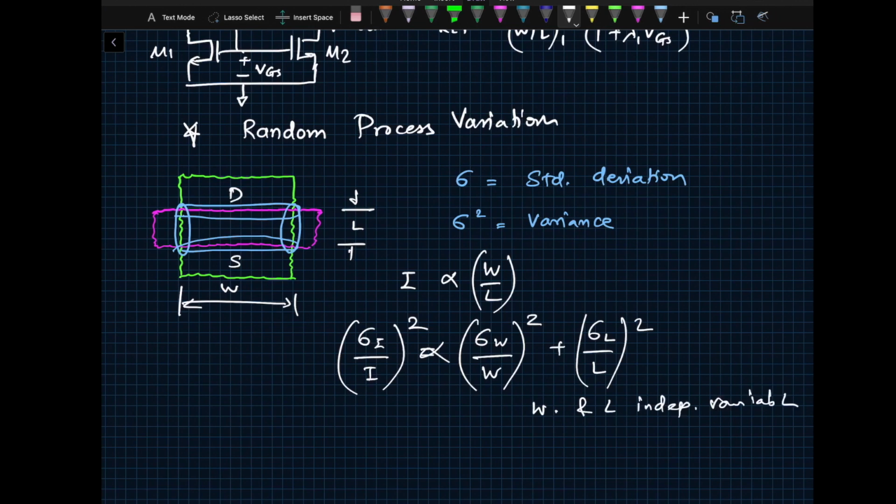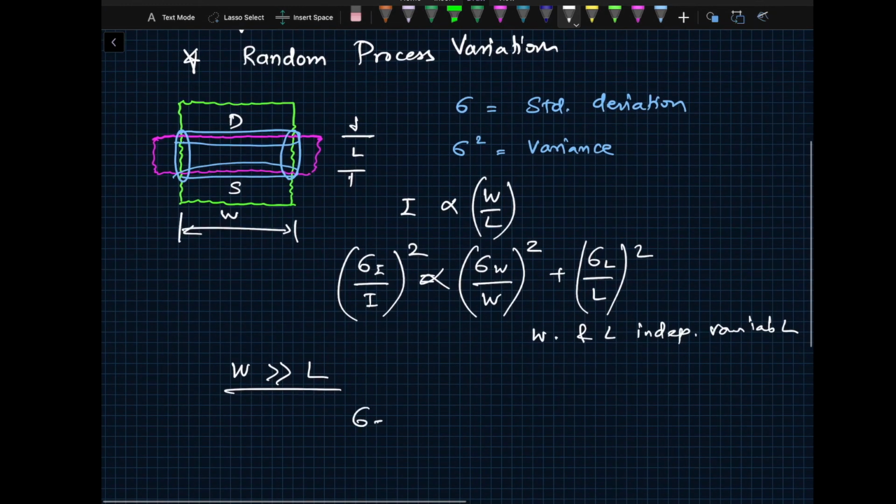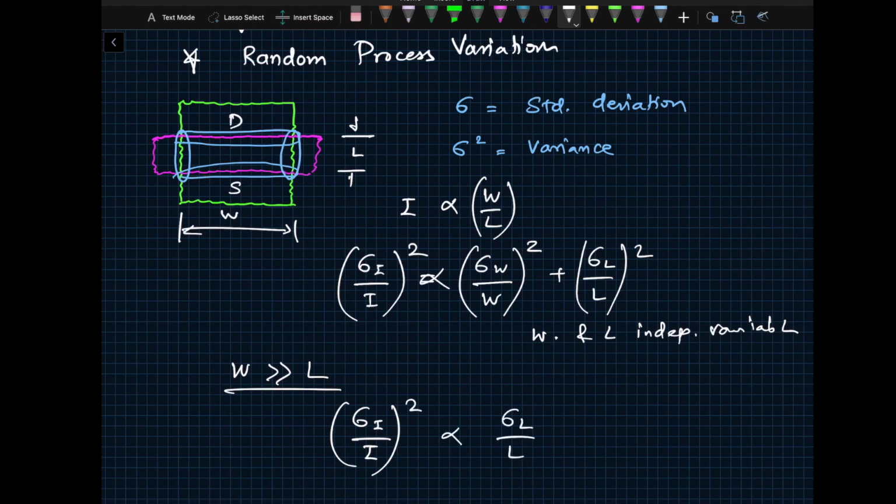Now you can quickly see that if W is much greater than L, which is often the case because you're trying to get large currents or gain, typically W is much larger than L in analog design. Then (sigma I by I) squared is proportional to (sigma L by L) squared, because the random variation in L will pretty much dominate the entire behavior of sigma I by I.